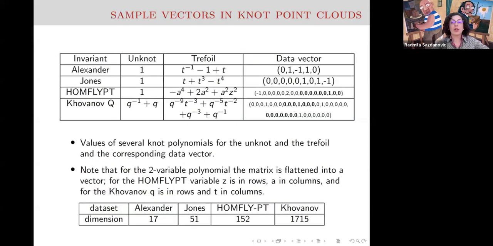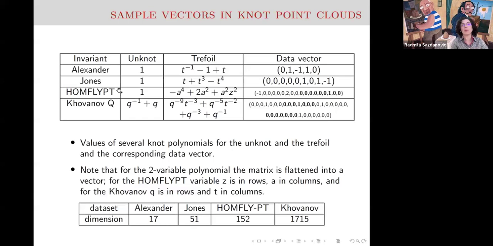So this is for the Jones polynomial, and I've just included here sample vectors for other types of knot invariants. Again, Alexander is also a one-variable polynomial. It's a Laurent polynomial that's symmetric. So for the unknot, they're all equal to 1. And then for the trefoil, there's more variety.